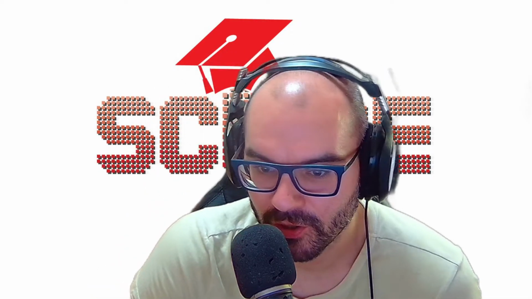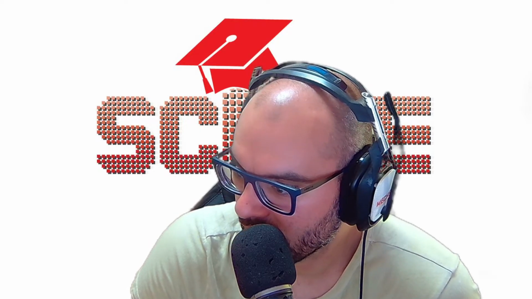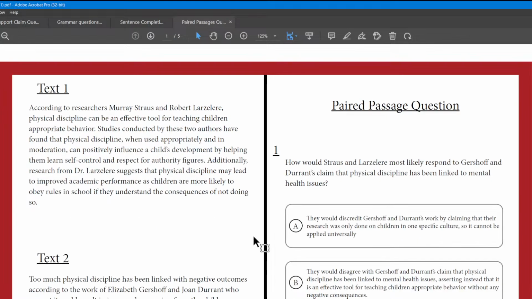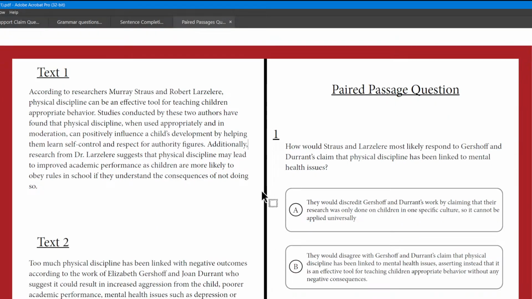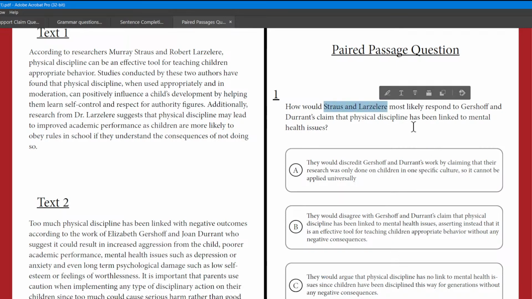All right. We're going to start getting into it. Let's take a look. So, sharing the screen. Paired passages. Let's do it. Now, let's hide some toolbars here. All right. So, how would Strauss and Larzeler most responded? Gershoff and Durant's claim the physical discipline has been linked to mental health issues.